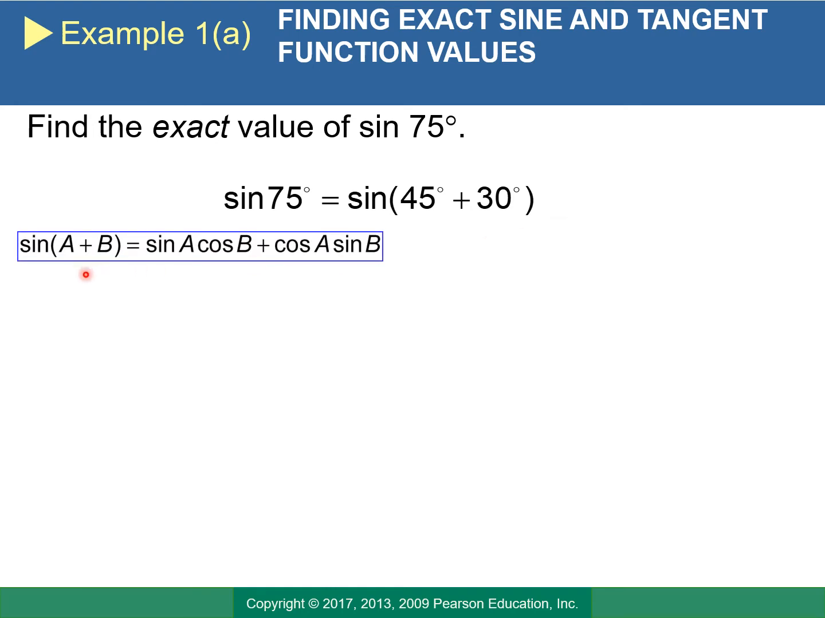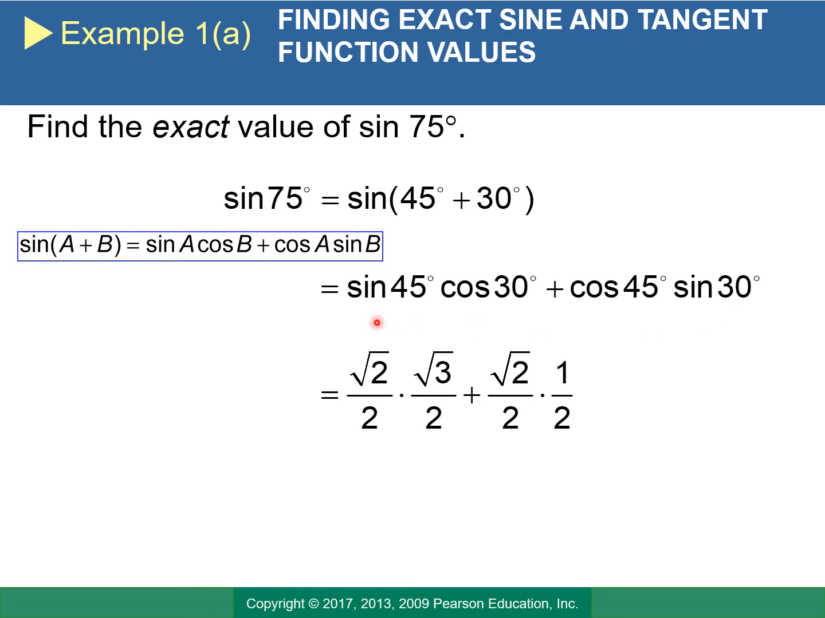Just a reminder, our sine of a sum formula that we just learned about: we need sine A times cosine B plus cosine A times sine B. In this case, A is 45 degrees and B is 30 degrees. So we fill those values into our formula. And then we know each of these four values, either from your unit circle or a calculator that will give you exact values, not a decimal approximation. So here are our exact values for these four sine and cosine values. After we simplify, our final answer is square root 6 plus square root 2 all over 4.